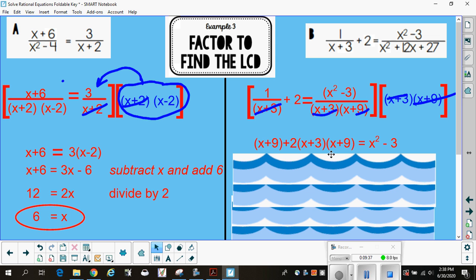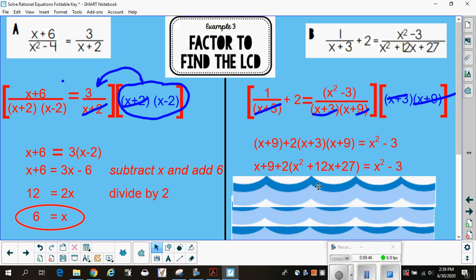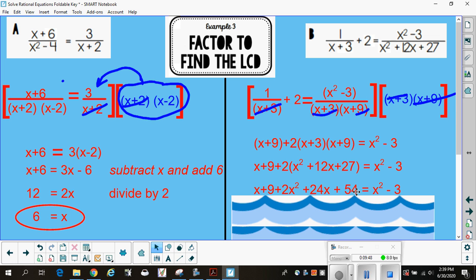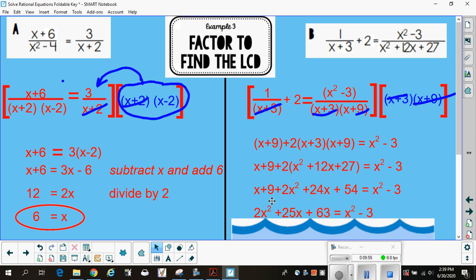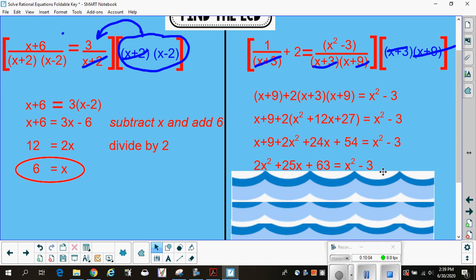Now, this left-hand side, I need to FOIL and distribute the 2. So first I FOIL, then I distribute the 2. Now I'm going to combine my like terms. Okay, 2x squared. I've got an x and an x, which is 25x, a 9, and a 54, which is 63. Now, once I've got the left-hand side completely simplified, I'm going to subtract the x squared and add the 3.